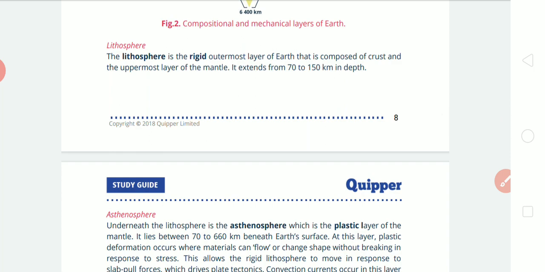Lithosphere is the rigid outermost layer of the earth that is made up of the crust and the uppermost layer of the mantle. So it is just below the crust, and then the uppermost layer of the mantle. That is the lithosphere. It extends from 70 to 150 km in depth.